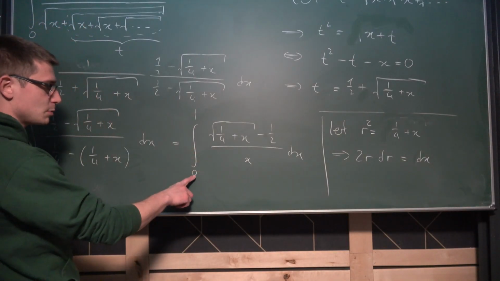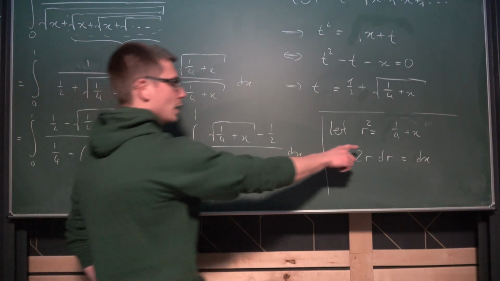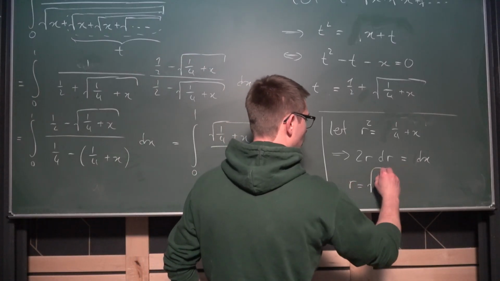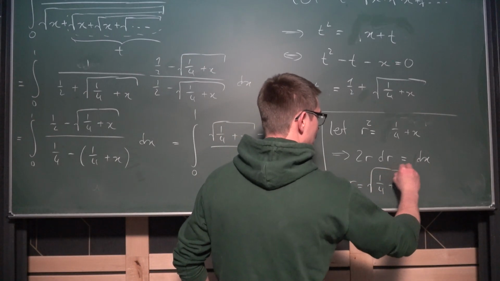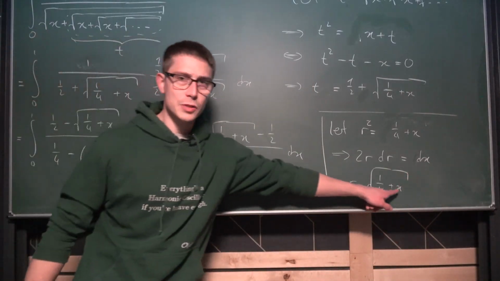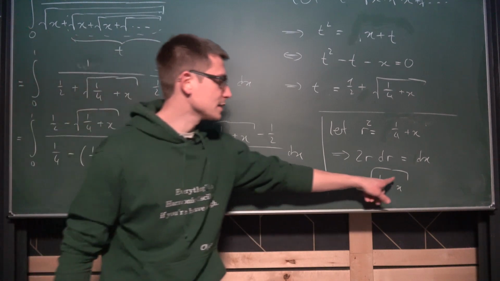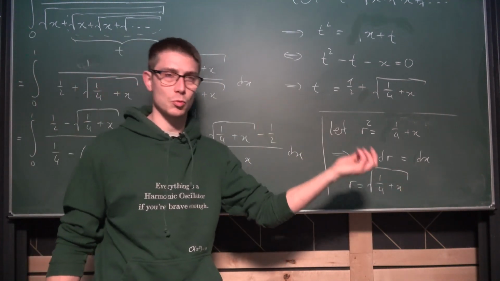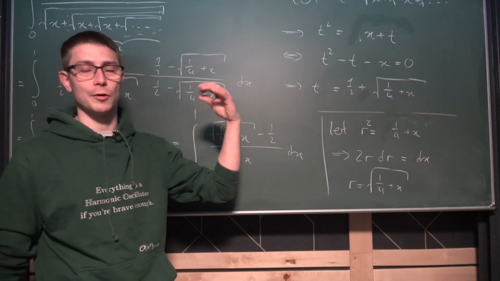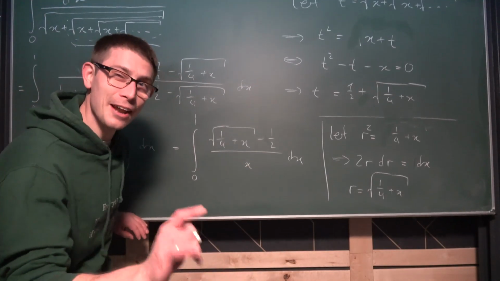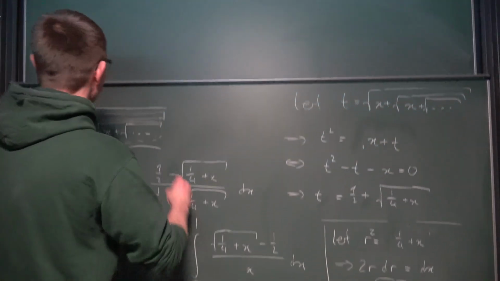One other note is we need to plug 0 and 1 into everything. Now remember that r is equal to the square root of 1/4 plus x. So if we plug 0 into x, we are going to get the square root of 1/4, which is just 1/2. And if we plug 1 into here, this is the square root of 1/4 plus 1, which is 5/4, so the square root of 5 over 2. Maybe you can already see where this is going. Now I spoiled it a little bit, but never mind. So let us plug everything in.